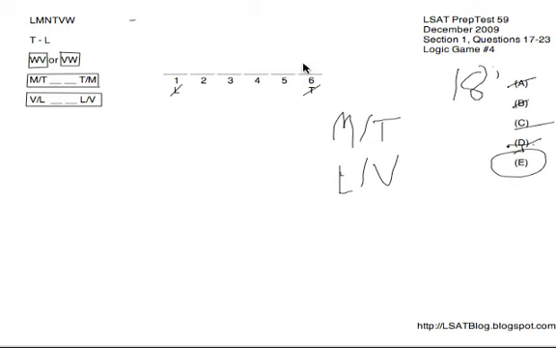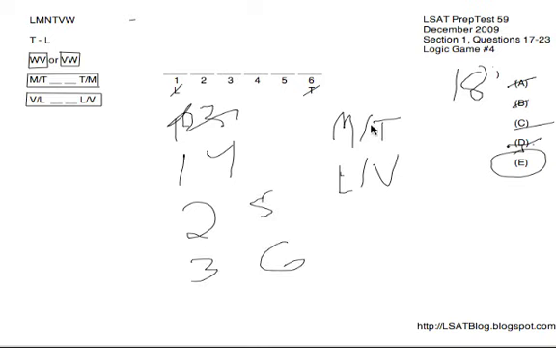So, due to the fact that we have to have V and L 2 spaces apart, and V has to touch W, N will necessarily be separated from W. N and W are the 2 not involved in this rule right here. They'll be on 1 and 4, 2 and 5, and 3 and 6, basically wherever these guys don't go.